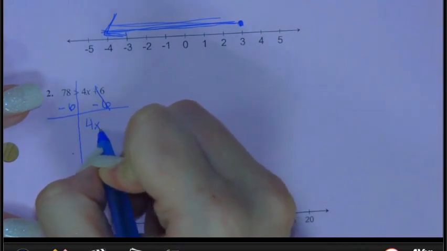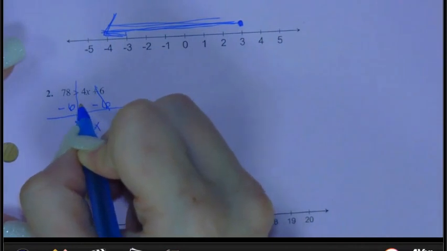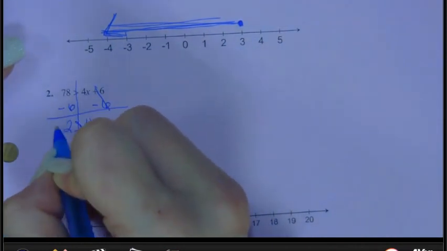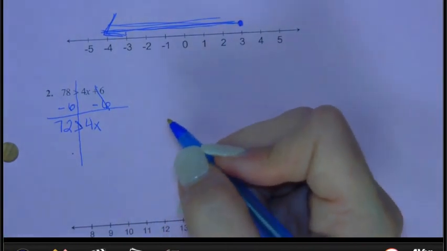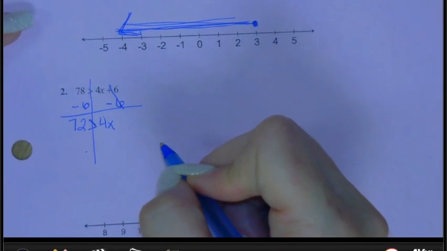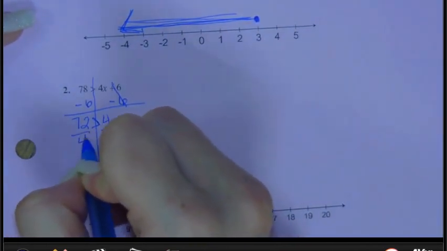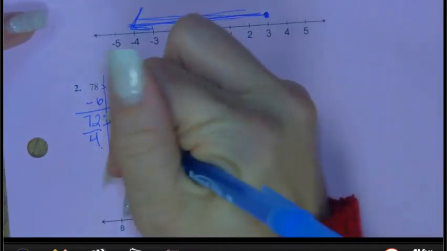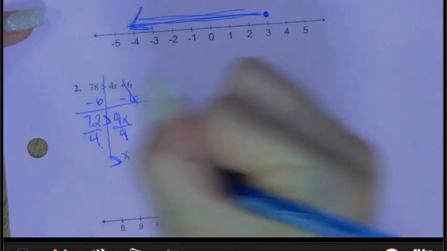I'm left with 4x on the right is greater than, well, 78 minus 6, well, 8 minus 6 is 2, 7 minus 0 is 7. And now I'm left with 72 is greater than 4x. Now I need to get x by itself. So I'm going to divide by 4 on both sides. I divided by a positive 4, so my inequality sign is going to stay the same.